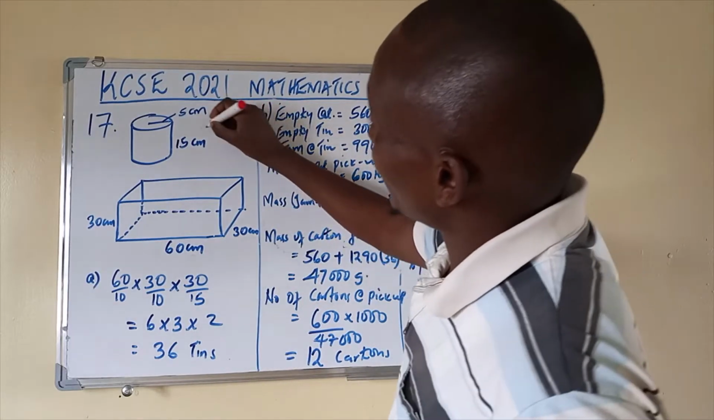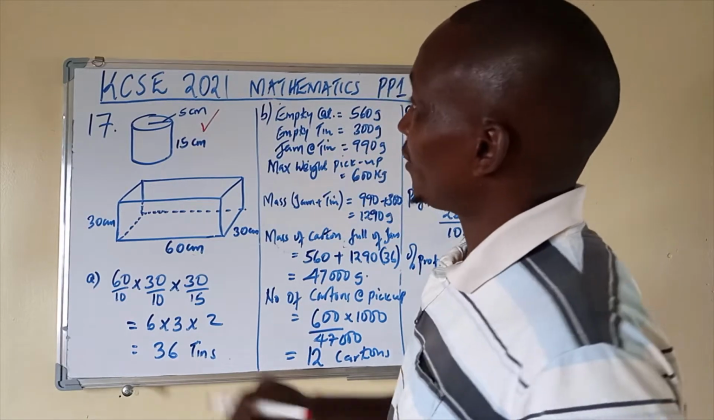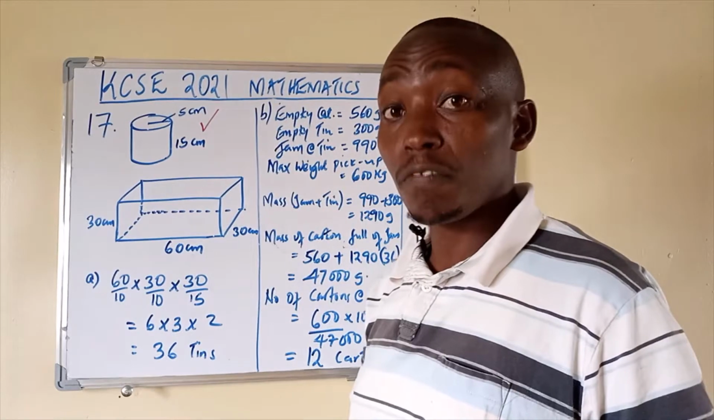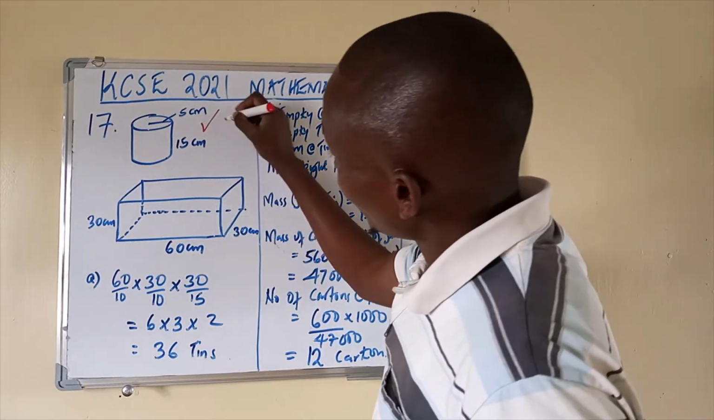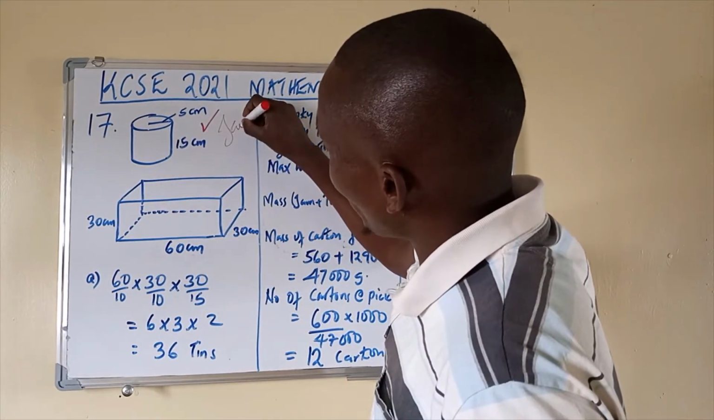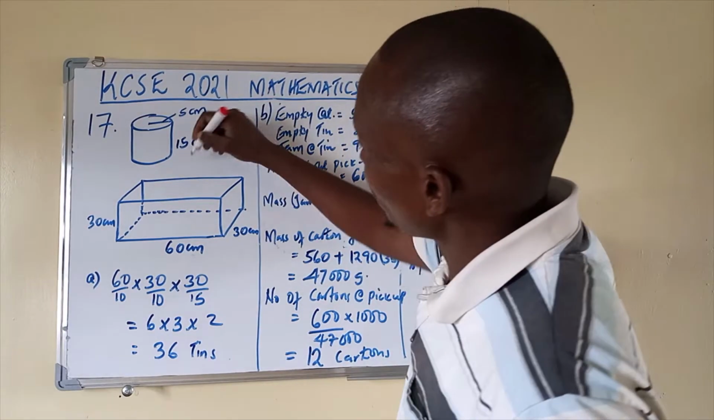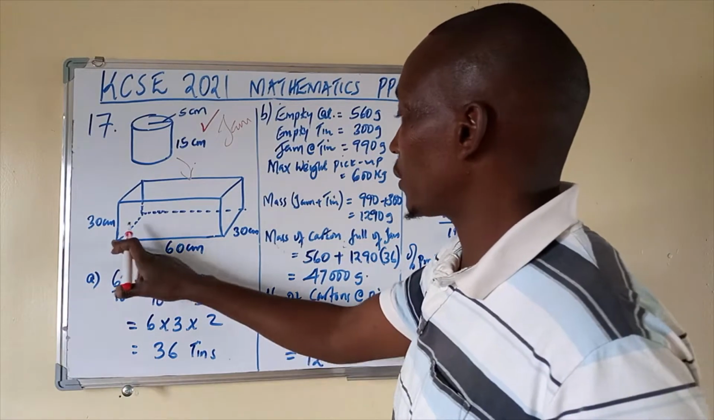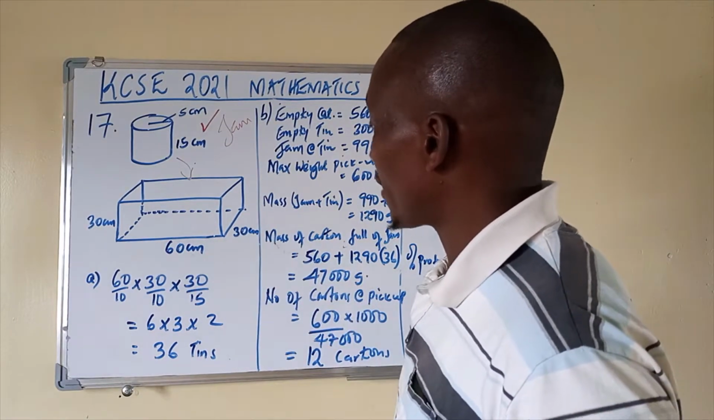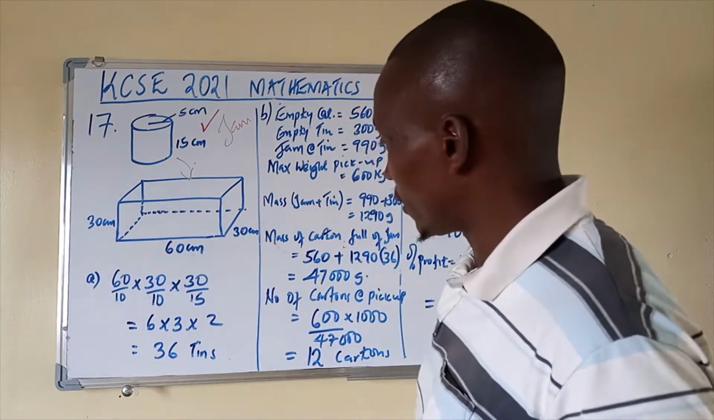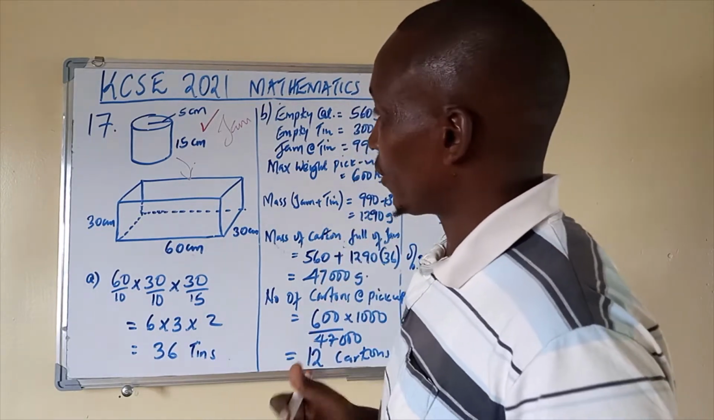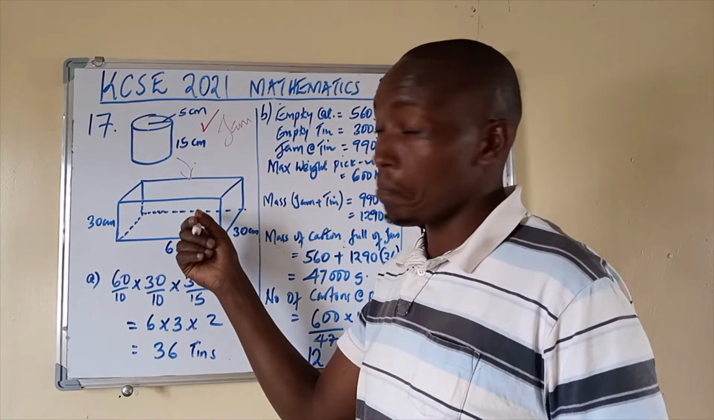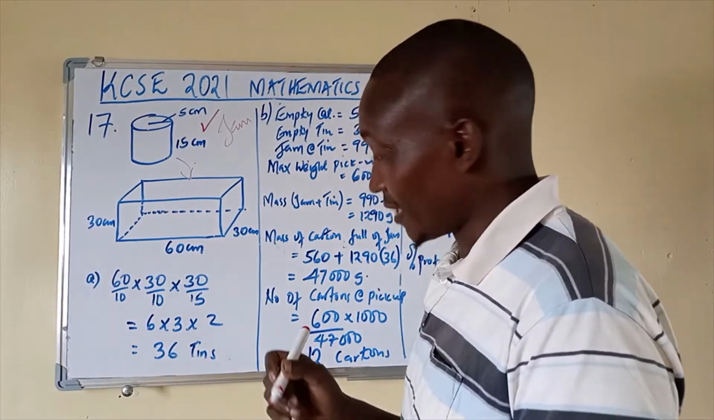Given that there is a tin that has a radius of 5 centimeters and a height of 15 centimeters. This tin is used to pack some jam. It is to be packed in a carton that measures 60 length by 30, and the height is 30 centimeters. The first question is, you determine the maximum number of tins that can be packed in this carton.